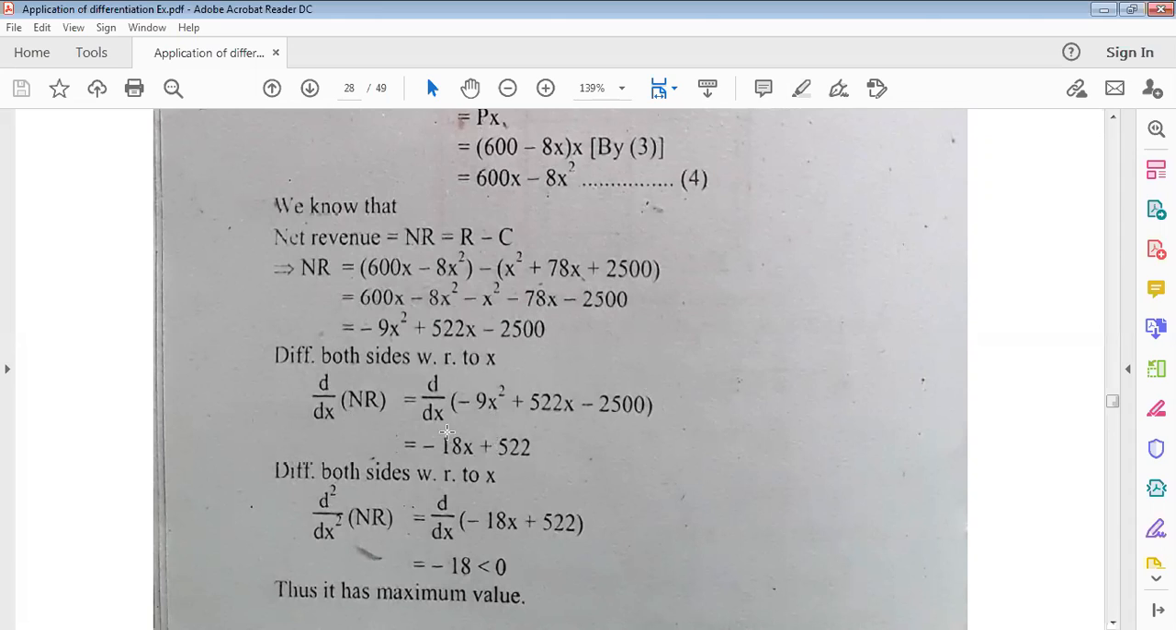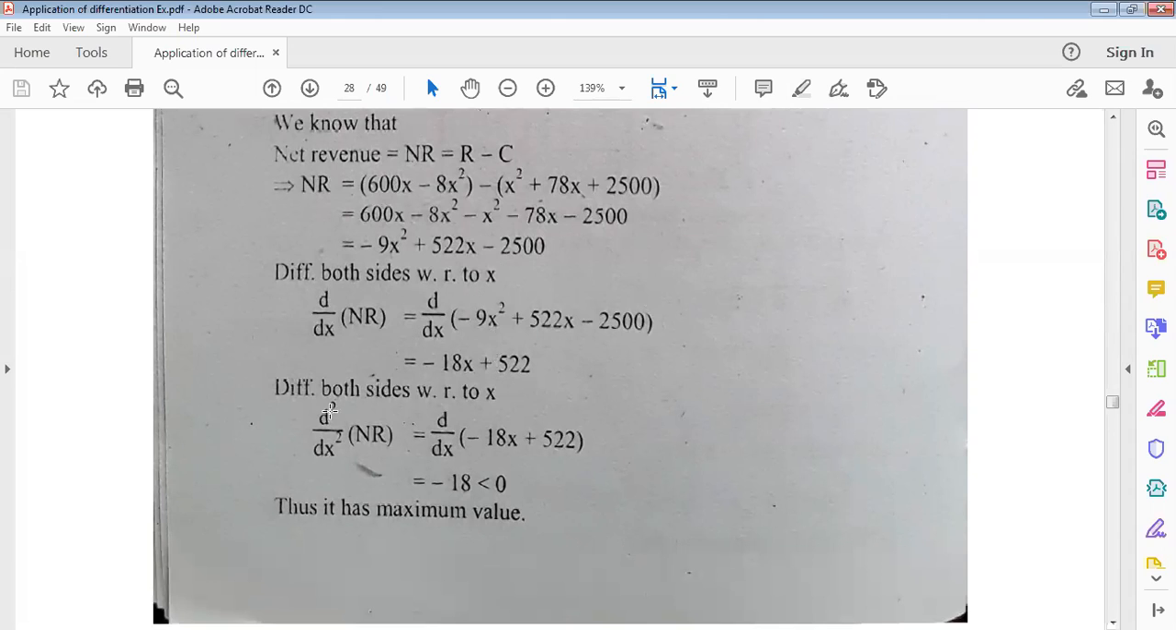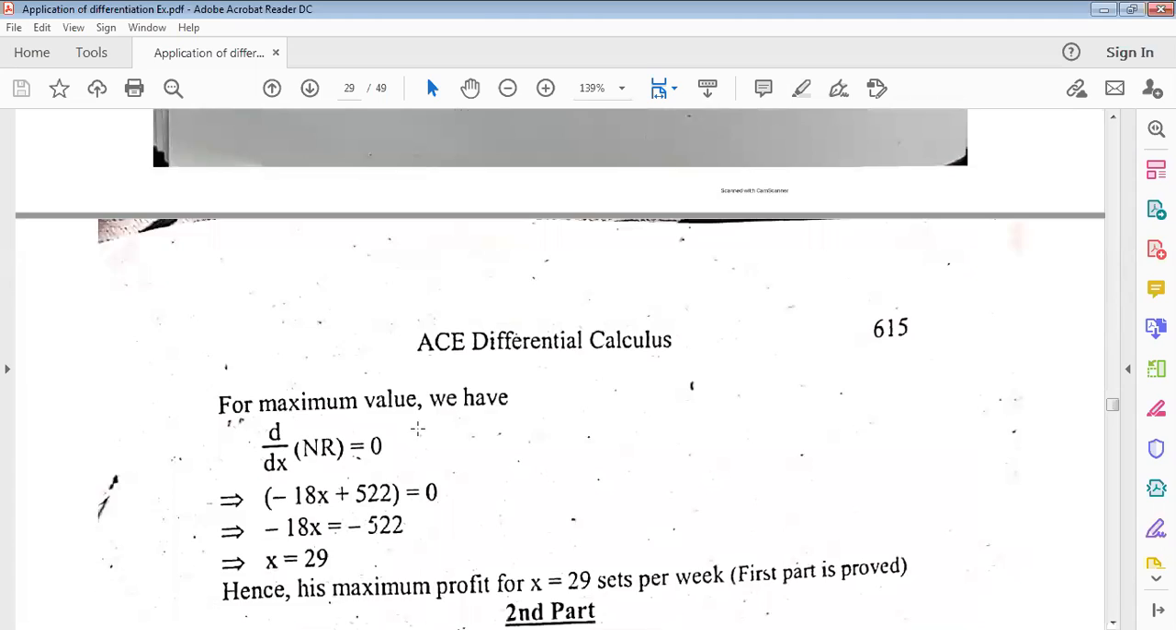Again differentiating, so taking the second derivative, d square by dx square of net revenue. Taking d/dx on both sides, d/dx of this is minus 18. So x differentiation is 1. Differentiation of x with respect to x is 1. This is why only minus 18 is the result. And this will be 0 because it is the constant term. Differentiation of a constant term will be 0. In the second derivative test, we are getting a negative value. If the second derivative is negative, then the functional value will be maximum. So net revenue will be maximum.